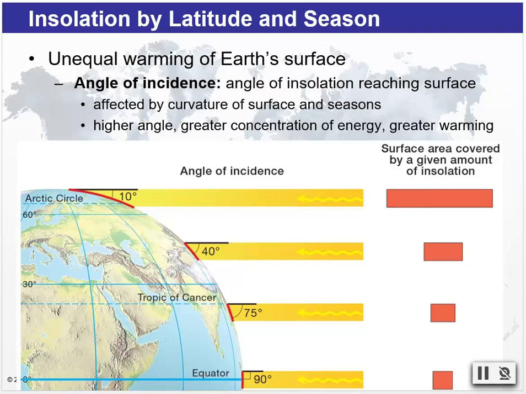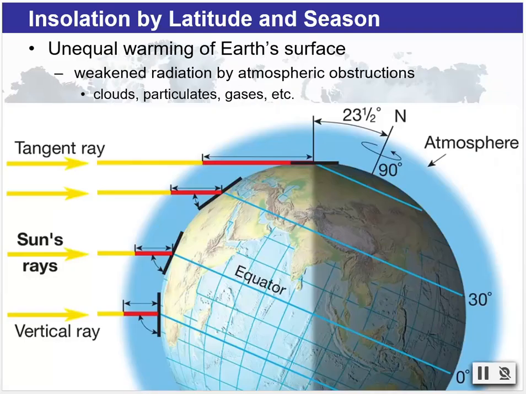And this unequal distribution of solar energy helps to explain the unequal warming at Earth's surface, right? So the tangent ray, again, is the ray that hits the top of the Earth. The vertical ray is the direct ray, that declination point. And so you can see that the amount of energy is weakened depending on how large that angle is.